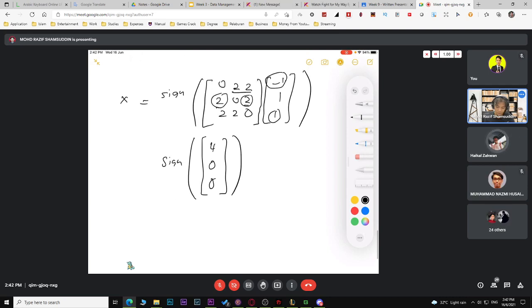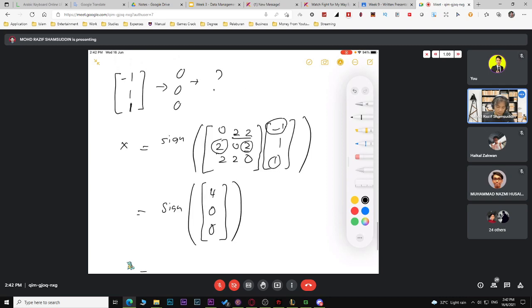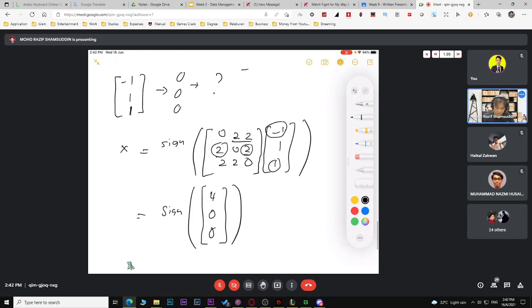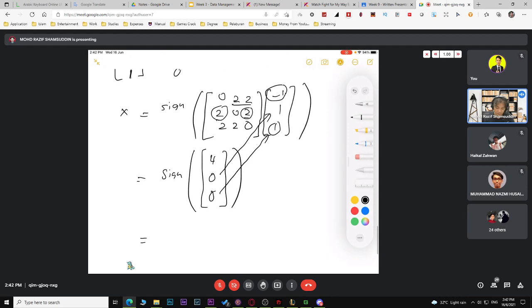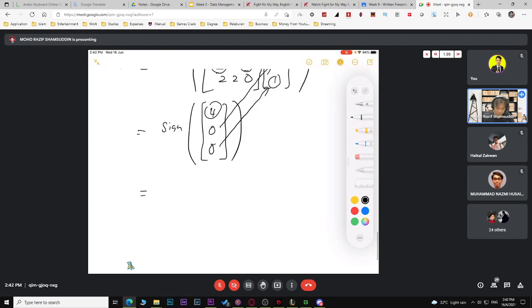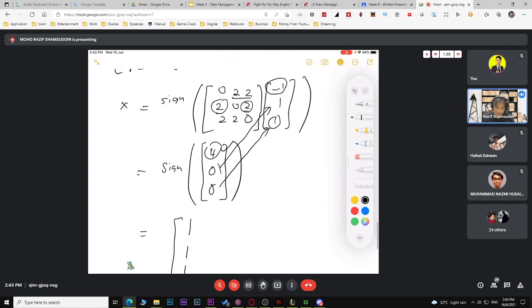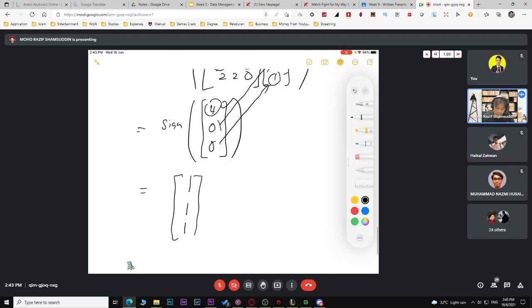Yes, sir. Because the sign function for Hn states that if the output is 0, it refers back to the original input. The original input is 1, 1. So -1 would be 4, which is a positive value, so the answer would be 1. And this one is 1 because the previous value is 1. So this is the answer.